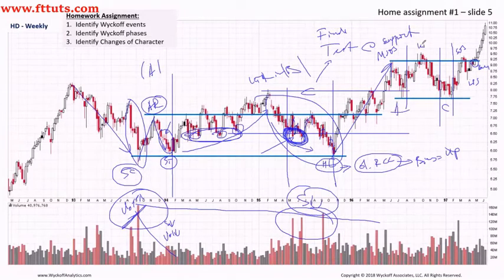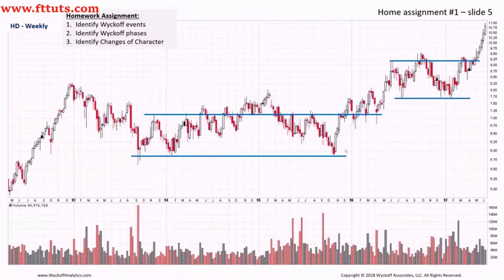Phase A, phase B, upthrust action. So everything looks to be normal. And then the larger range is going to be concluded by phase D of the smaller range. So let's have a look.